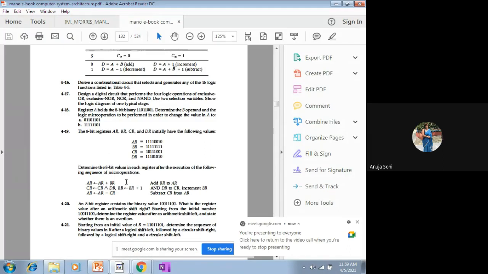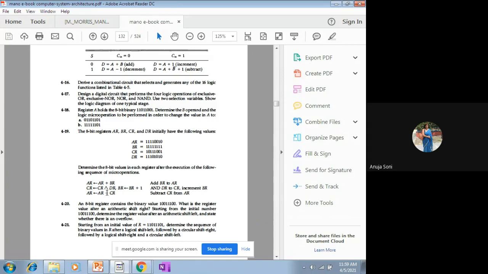And then you have to increment the value of BR by 1. That means you have to add the value 1 to BR, and you have to calculate this value manually as well. You have to add 1 to the value given in BR. Whatever value comes out will be stored in BR, and that you have to show.